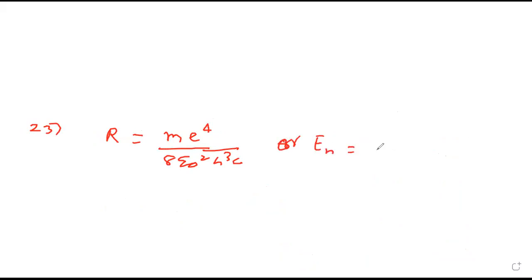Rydberg's constant R for hydrogen atom is equal to? Rydberg's constant is M E raised to 4 upon 8 epsilon naught square H cube into C. Or you can write energy in nth orbit is minus RCH upon N square. So M E raised to 4 upon 8 epsilon 0 square H cube C is option B, I think. Option B.